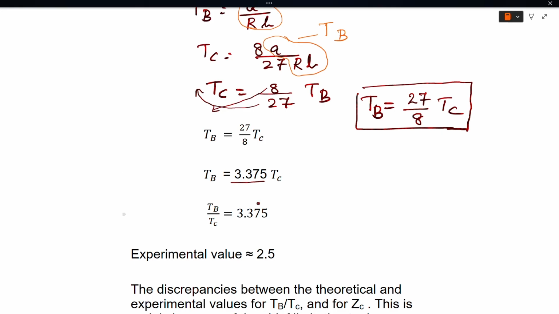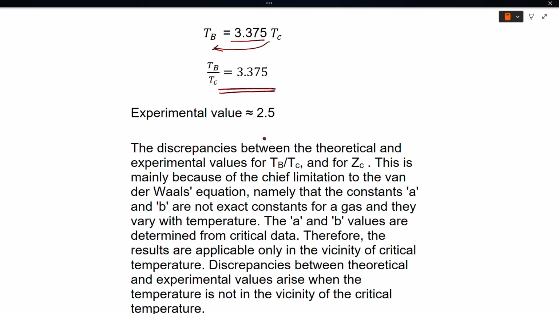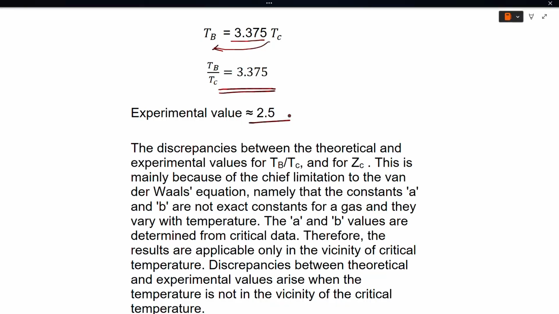Dividing 27 by 8 on a calculator, you will get 3.375 TC. Taking the ratio, TB by TC is equal to 3.375. This is the calculated value. The experimental value of the ratio TB by TC is approximately equal to 2.5, and the theoretical value is 3.375. So, there is a slight difference between these two values.